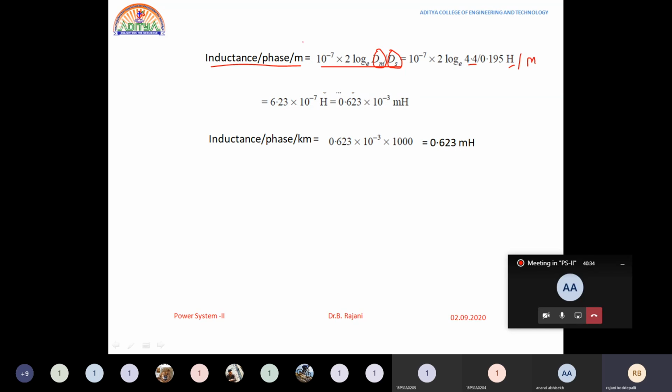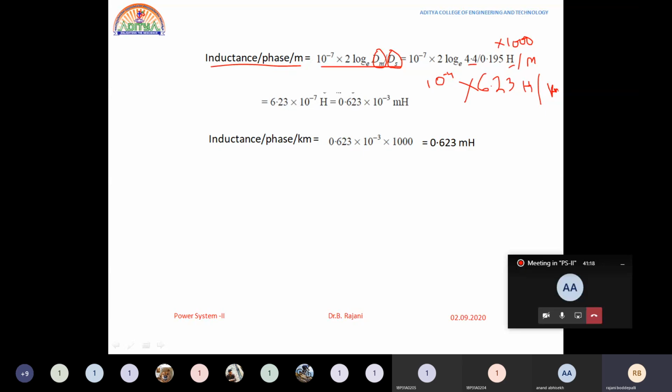Now, if you want to change it into kilometers, what happens? This 10 to the power of minus 7 is multiplied with 1000. It becomes 10 to the power of minus 4, into this value, which is 6.23 into 10 to the power of minus 4. It gives you the value 6.23 Henry per kilometer. Why? Because you have multiplied it to get Henry per kilometer.